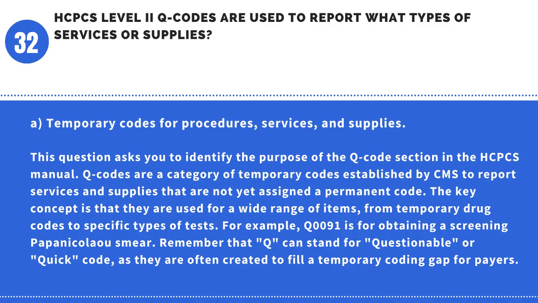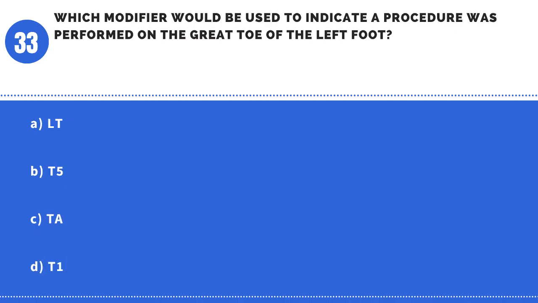This question asks you to identify the purpose of the Q code section in the HCPCS manual. Q codes are a category of temporary codes established by CMS to report services and supplies that are not yet assigned a permanent code. The key concept is that they are used for a wide range of items, from temporary drug codes to specific types of tests. For example, Q0091 is for obtaining a screening Papanicolaou smear. Remember that Q can stand for questionable or quick code, as they are often created to fill a temporary coding gap for payers.